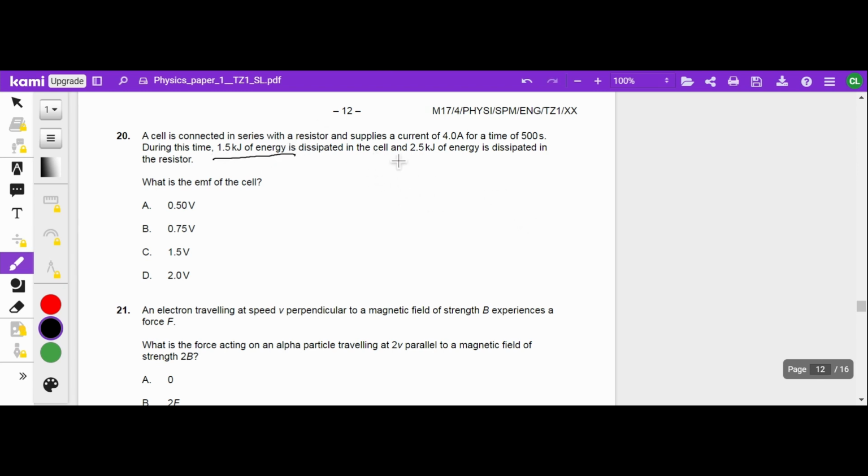So we have the energy in the cell and energy from the resistor. Power equals work done over time, which is, for the cell, 1.5 kilojoules over 500. So get rid of the kilos, it becomes 1500 over 500. So like 15 over 5, which is 3 watts. And same for this one, 2.5 kilojoules over 500. That becomes 25 over 5, so 5 watts.